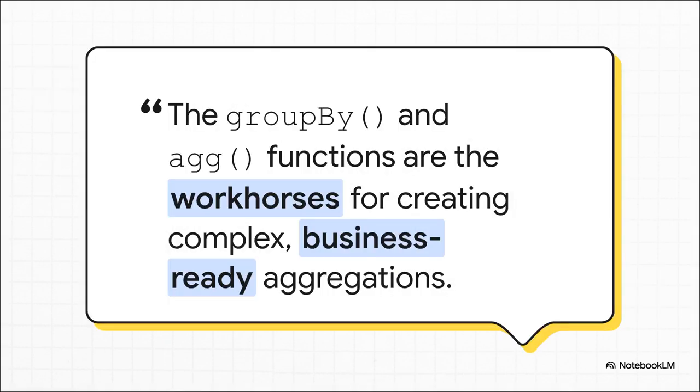And the primary tools for this final aggregation step are the groupBy and agg functions. I mean, these are the real workhorses. Data engineers use them to take that beautiful, clean data from the silver layer and roll it up into those valuable summaries that the business needs for the gold layer, things like total sales per quarter or average customer spend.